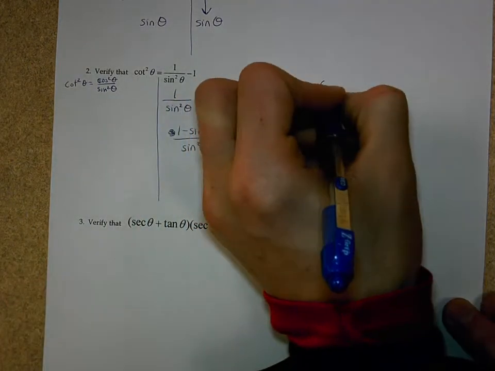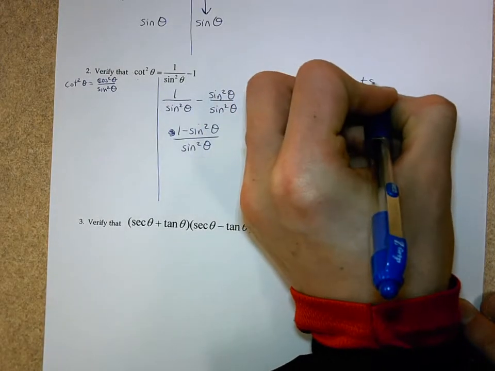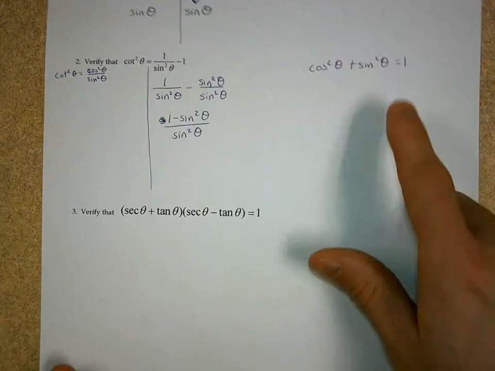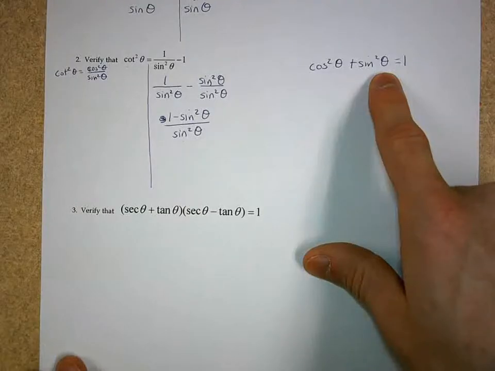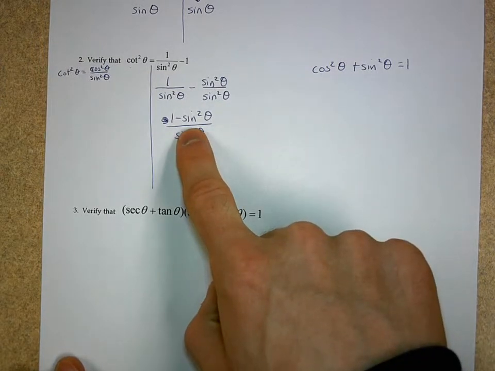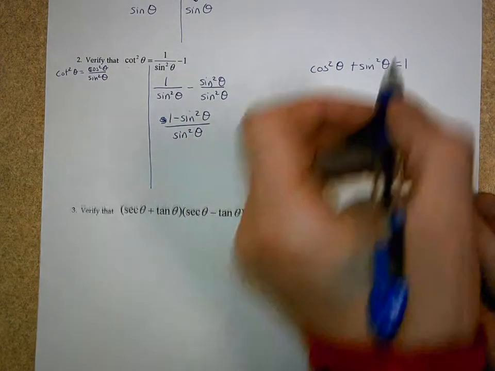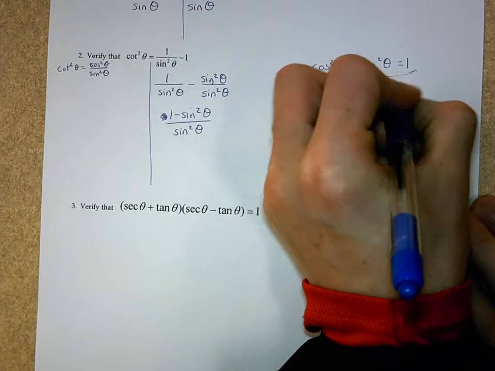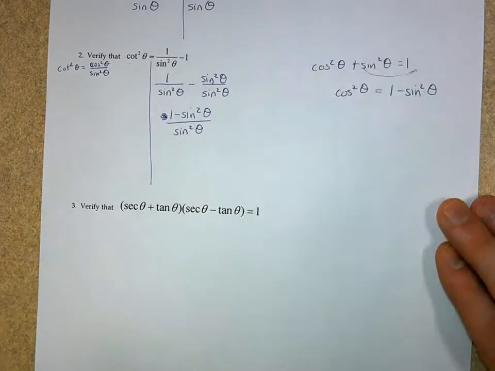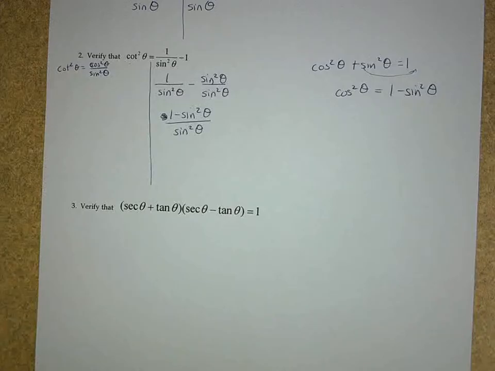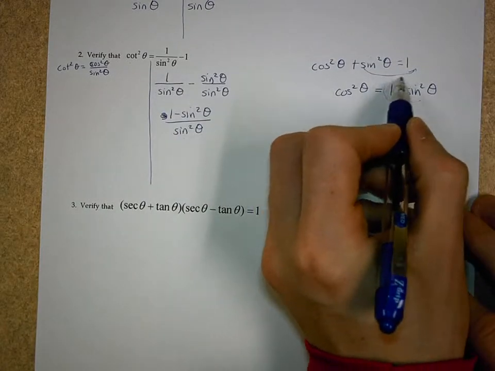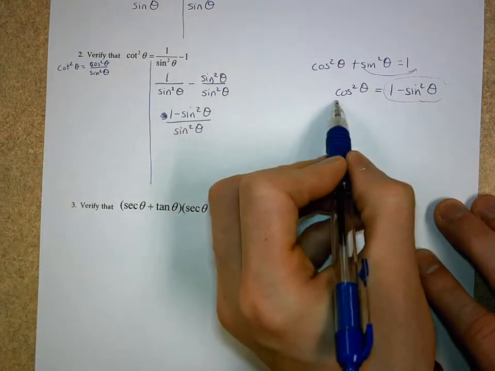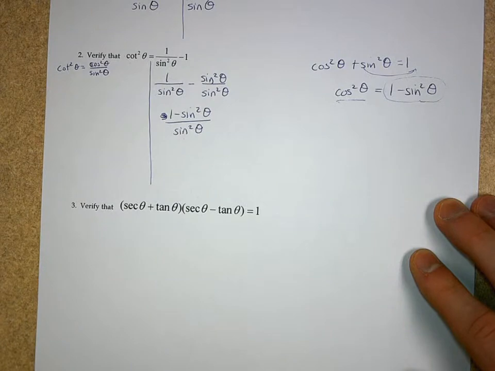So off to the side here, cosine squared of theta plus sine squared of theta is equal to 1. I need to manipulate this so that I have 1 minus sine squared of theta. And that's easy to do because I can move this sine to the other side. So cosine squared of theta is 1 minus sine squared of theta. I now have my 1 minus sine squared of theta, which is identical to right here. And I can see that's equal to cosine squared of theta.